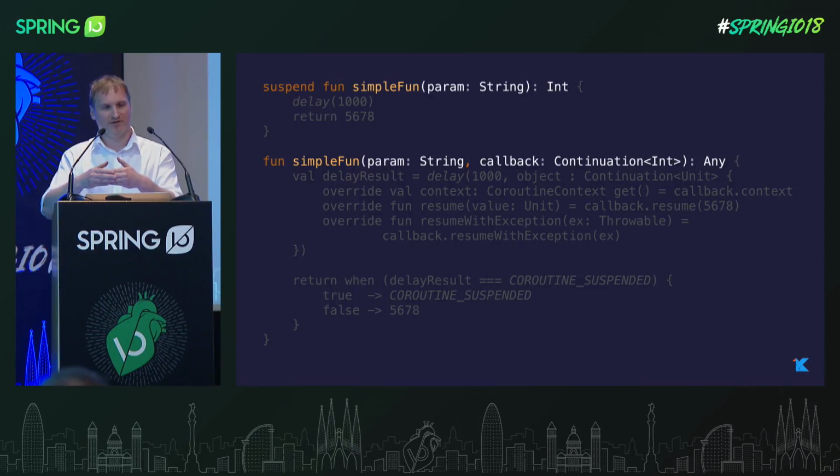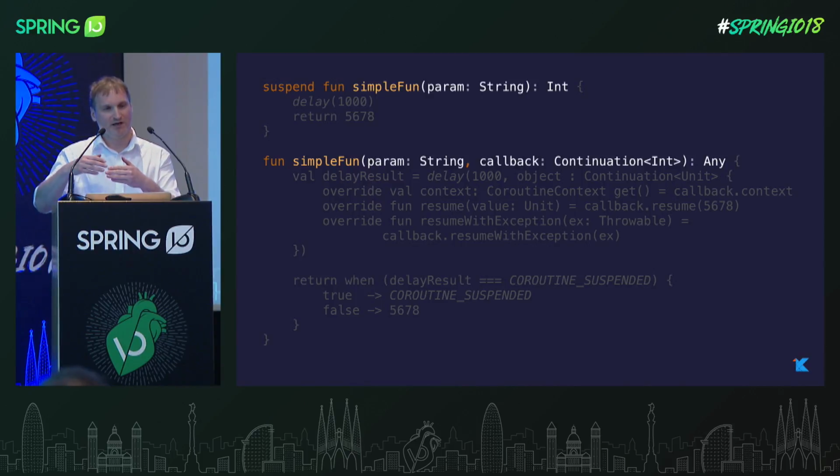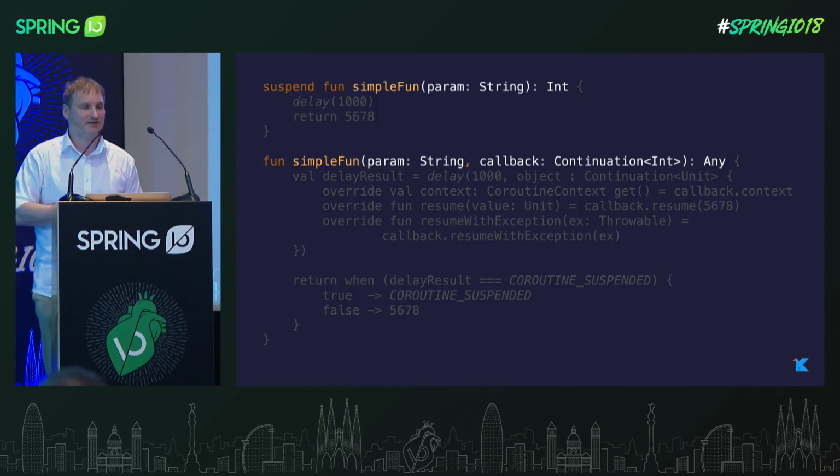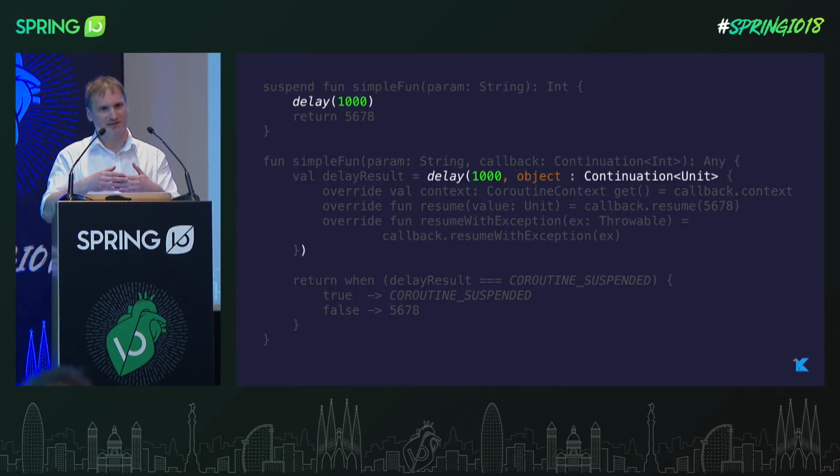But the caller of our suspending function has to distinguish between those two cases. And this is why, when the function suspends, it actually has to return a special marker value, which is called COROUTINE_SUSPENDED. That will mean for the caller that our function is suspended, and that the return value will be delivered via this continuation callback. So in our case, we call a delay function.